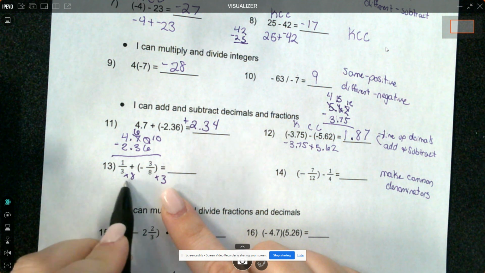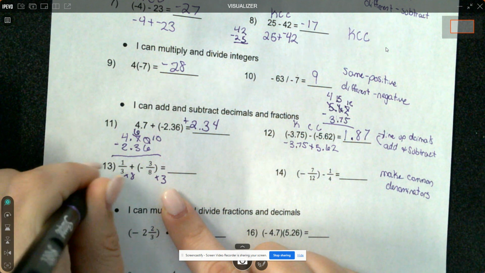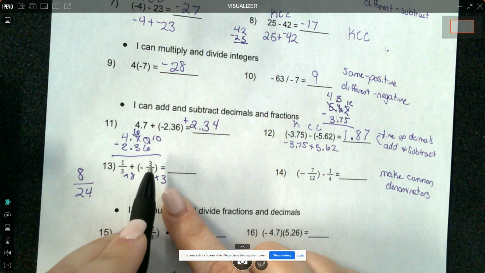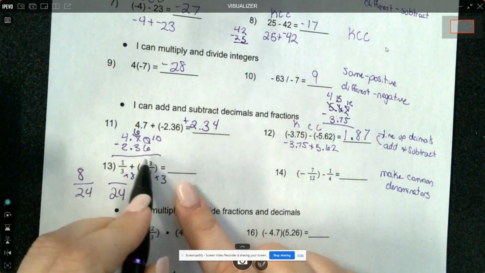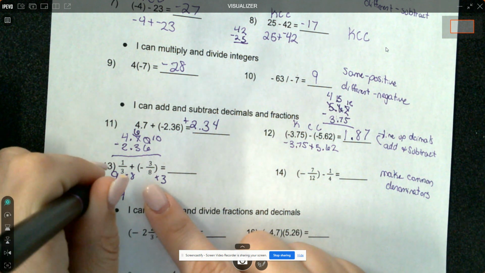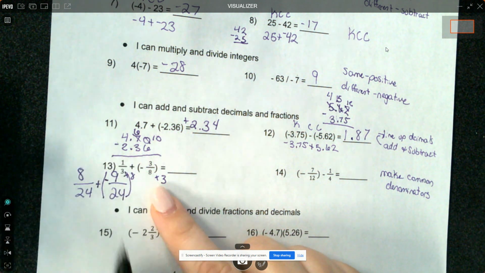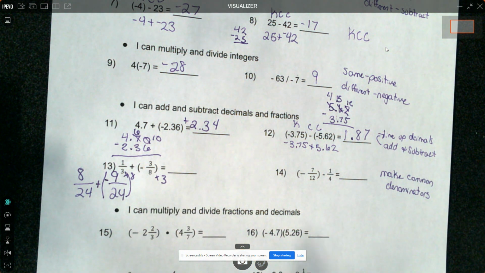And so 3 times 8 gives me 24. And then 1 times 8 gives me 8. Whereas 8 times 3 also gives me 24. And 3 times 3 gives me 9. Make sure if you do it this way that you bring down your negative signs wherever you have them so you can still look to see if you're supposed to add or subtract.